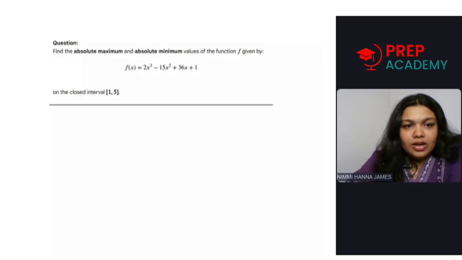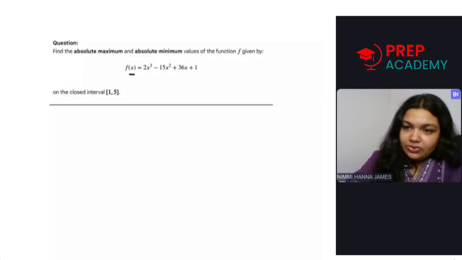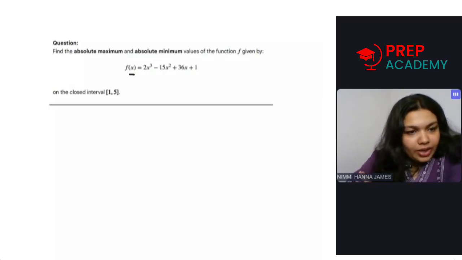Next, find the absolute maximum and absolute minimum values of the function f given by f of x. So we want to find the absolute maximum. It is very simple, these types of questions are very simple. For the absolute maximum, we find the first derivative and then the critical points.